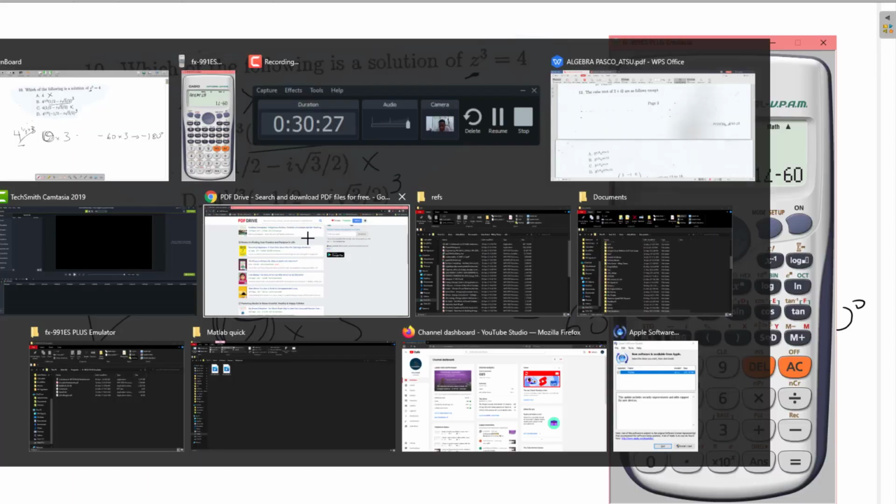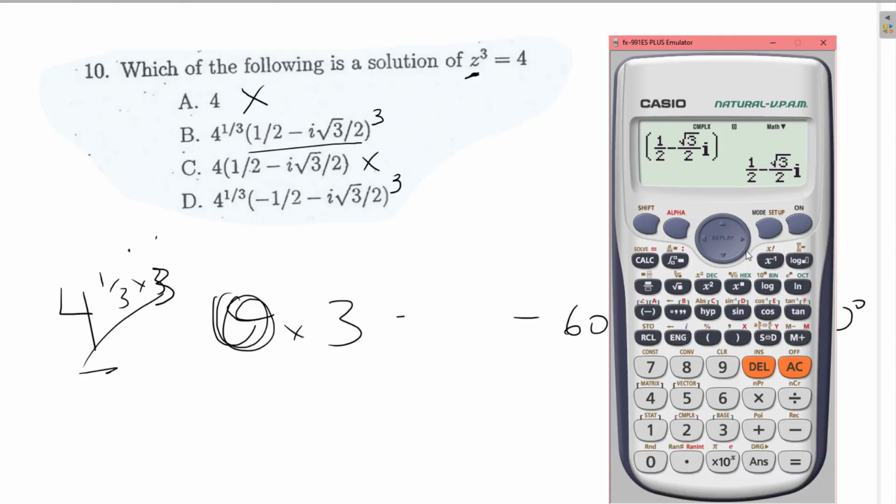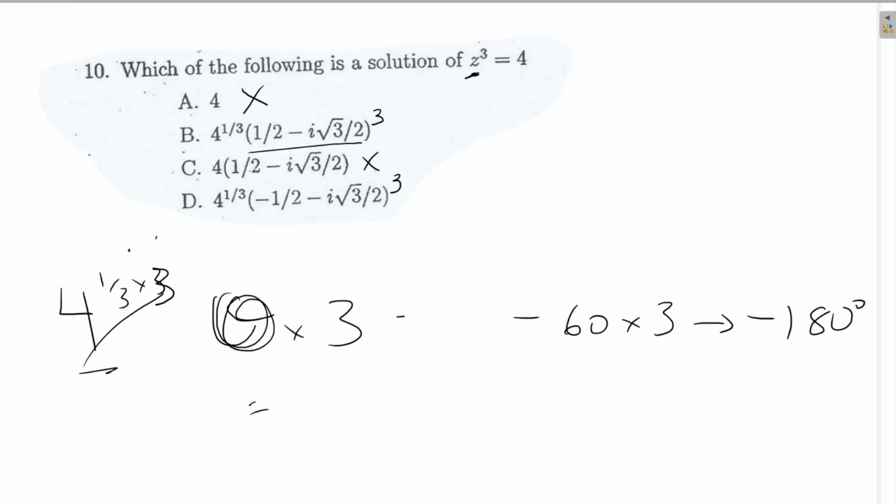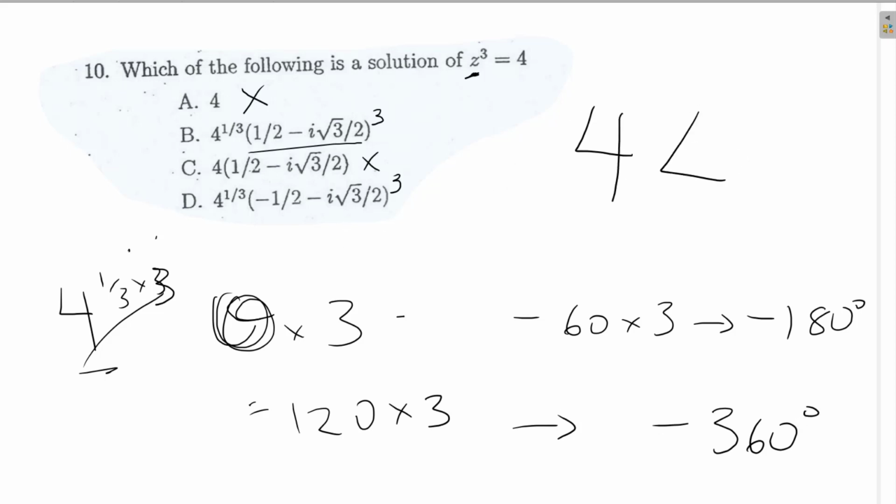Now option D, the only difference between option D and option B is the minus here. So we take the negative of this and convert it to polar to find the argument. The argument is negative 120. So negative 120 times 3 gives us negative 360 degrees. We were expecting 4 with an argument of 0 degrees, but unfortunately, we have negative 180 and negative 360. So which of these is our answer?